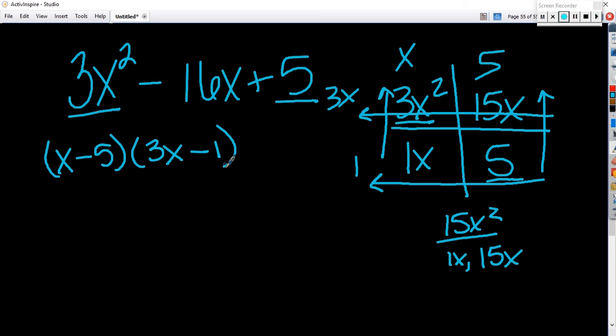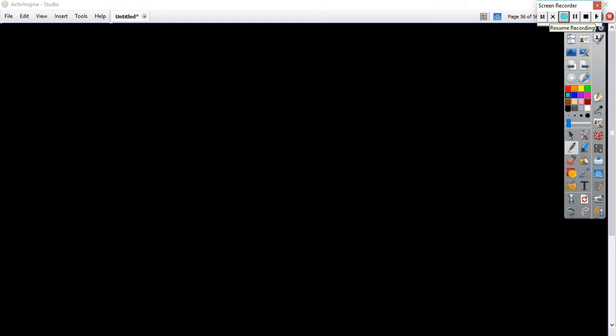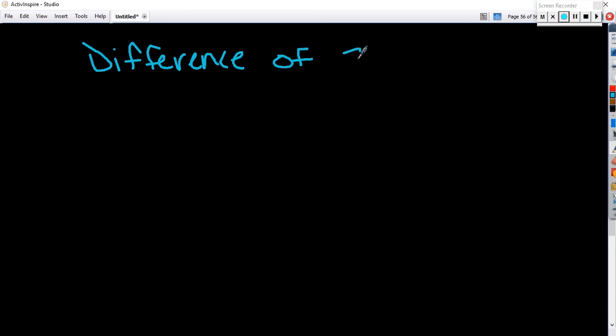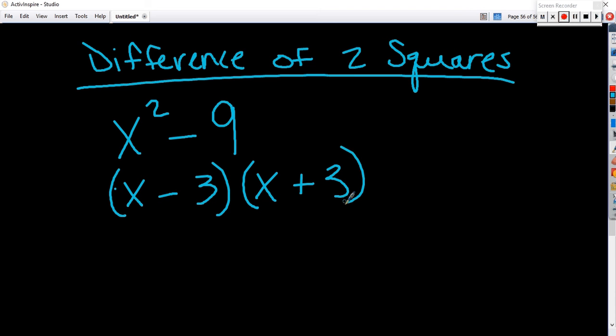All right. That was our basic factoring. Then we talked about a couple of special patterns. One of them, and these are on your sheet, is the difference of 2 squares. This is where if we have a minus in the middle and both numbers are perfect squares, then I can factor it as the square root of the first minus the square root of the second, and then do the same thing with a plus.